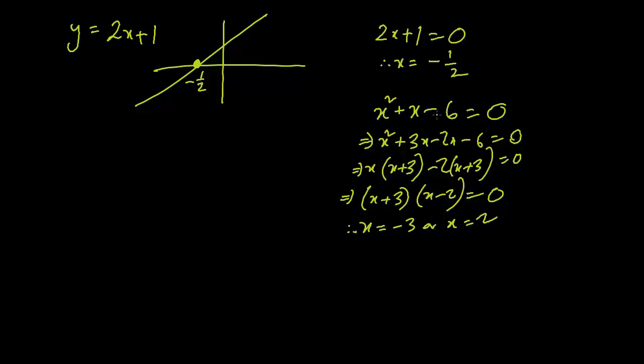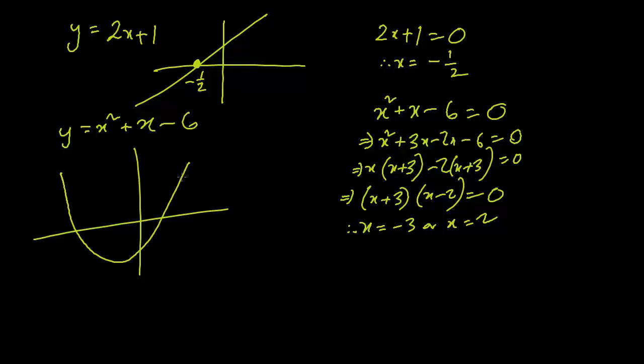Now, this is the same as visually having a sketch of y equals x squared plus x minus 6 and finding out where it cuts the x-axis and y-axis. So if you want to solve this equation visually, it is the same as finding where it cuts the x-axis. So it cuts the x-axis at minus 3 and it cuts the x-axis at 2. So that's what it is. This is very, very important that you remember that.